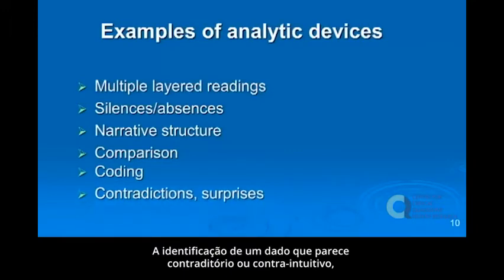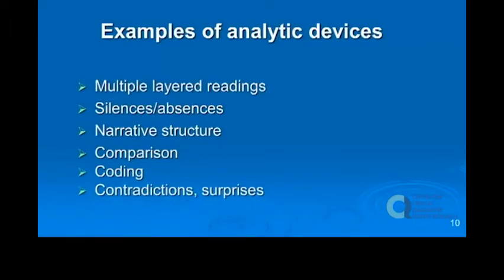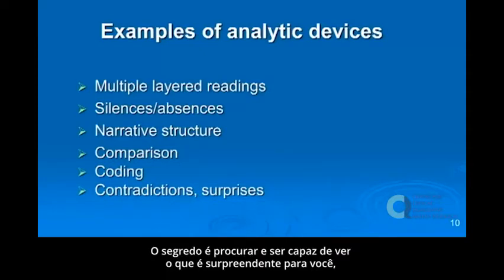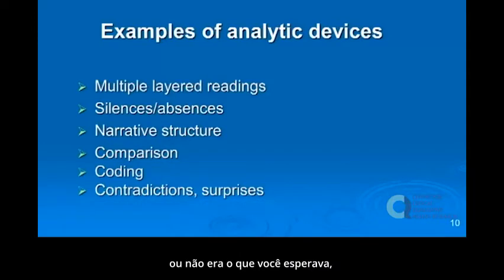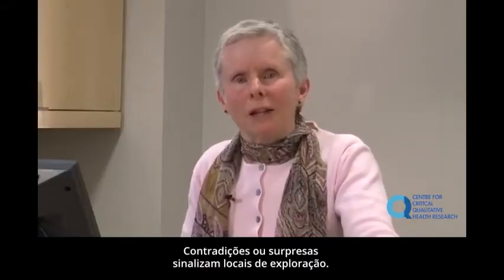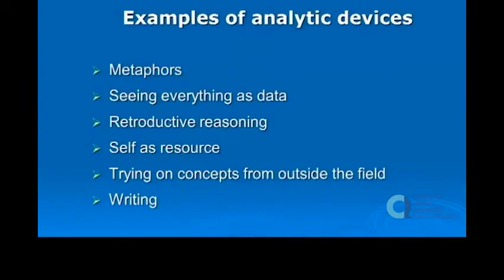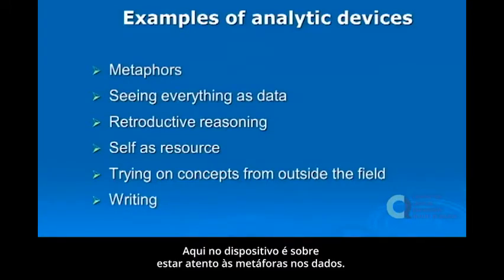Spotting data that appears to be contradictory or counterintuitive can trigger important analytic insight. The trick is to look for and be able to see what is surprising to you or not what you expected, and to use it as a springboard for inquiring into how and why it might be so. Contradictions or surprises flag sites of exploration. Here, the device is about being attentive to metaphors in the data. For example, in one of my projects studying injury and illness and prevention in small workplaces, I noticed a pervasive use of the idea that small business was like a family.